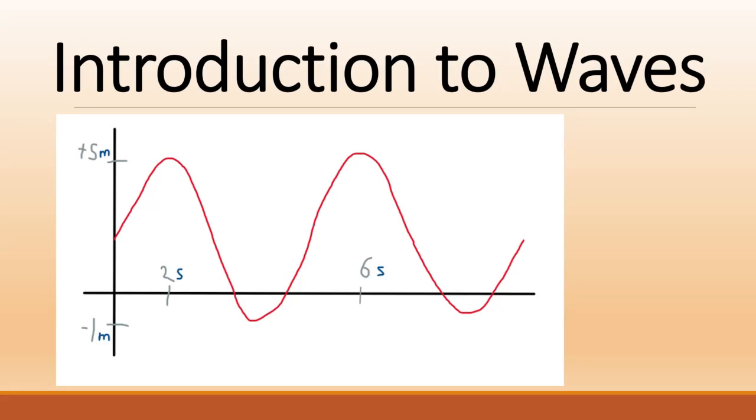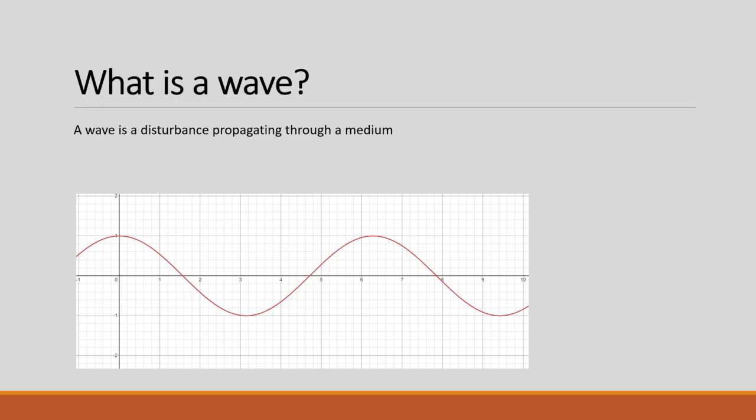Hello, everyone. Today we'll go over an introduction to waves. The technical definition of a wave is a disturbance that propagates through a medium. Think if you were to grab a string and stretch it and then plunk it, that disturbance will propagate through the rest of the string, which creates a wave.